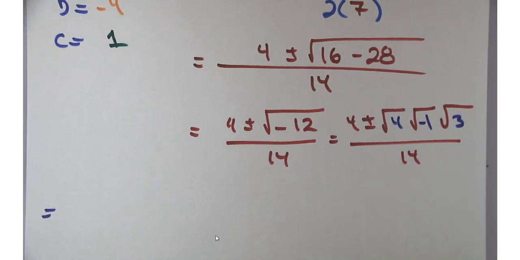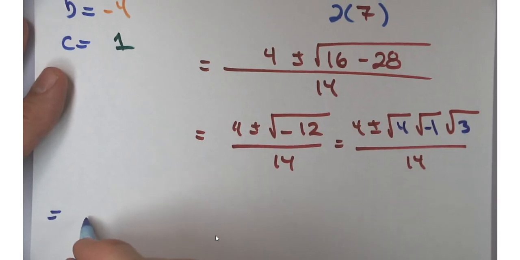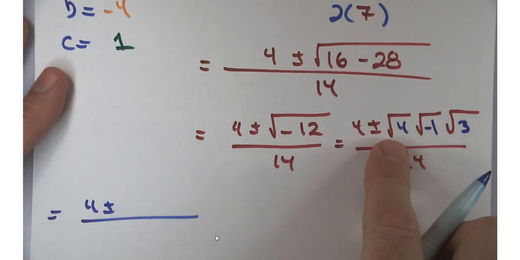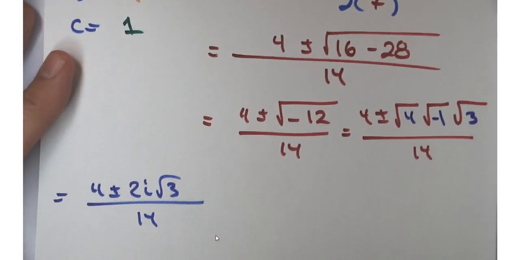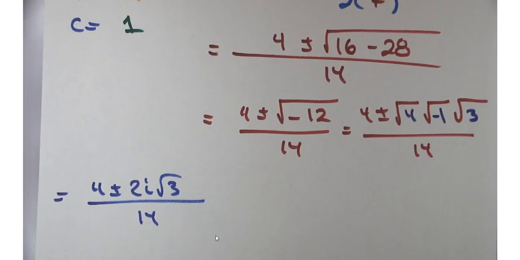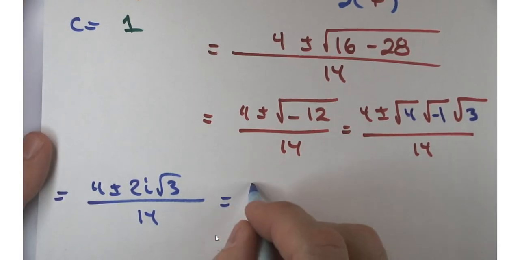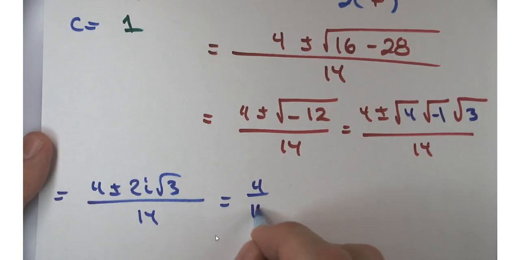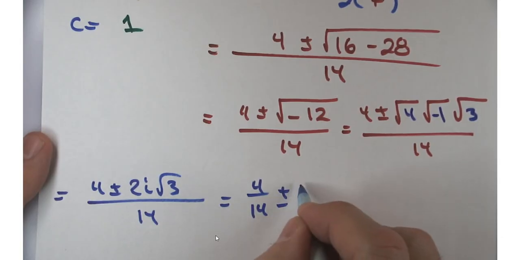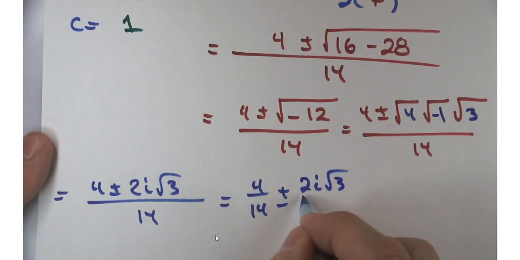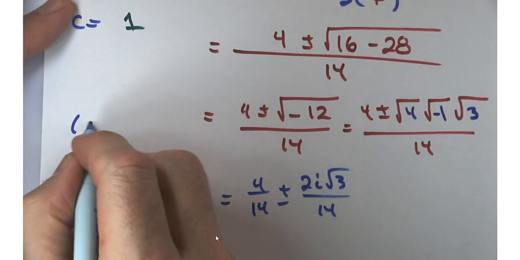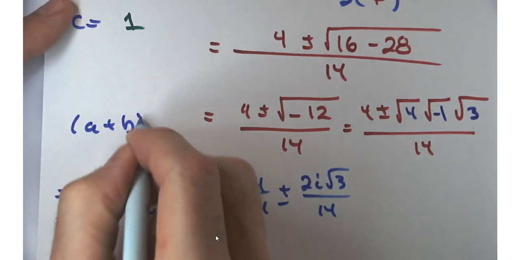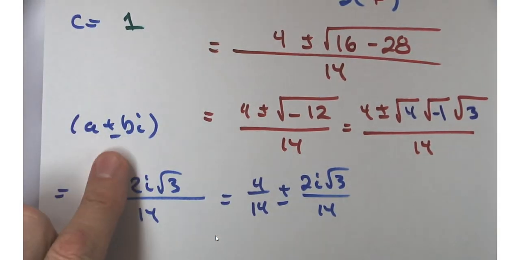See, Carl, what's that numerator going to look like? 4 plus or minus what? 2i squared. Over 14. And let's do it a different way than I've been doing it for the most part. I'm going to split this up, and the reason I'm splitting it up like this is because WebAssign is going to want it in the form of a plus b times i. That's the form that they want it.